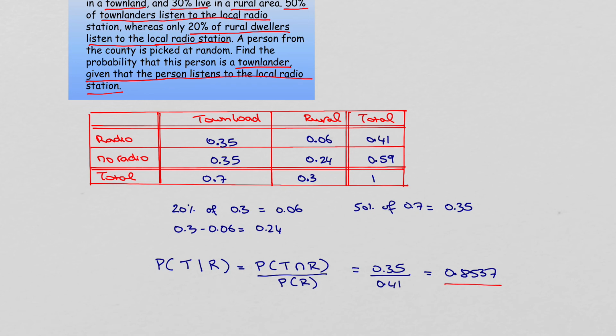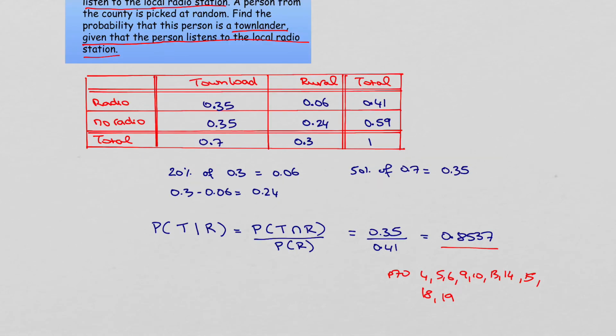So there's a really nice question on page 71 in your books, which is question 19. What you're going to do is go to page 70 and do questions 4, 5, 6, 9, 10, 13, 14, 15, 18 and 19. You're going to pause the video and then come back, and I'm going to have 19 done as a worked out solution for you.